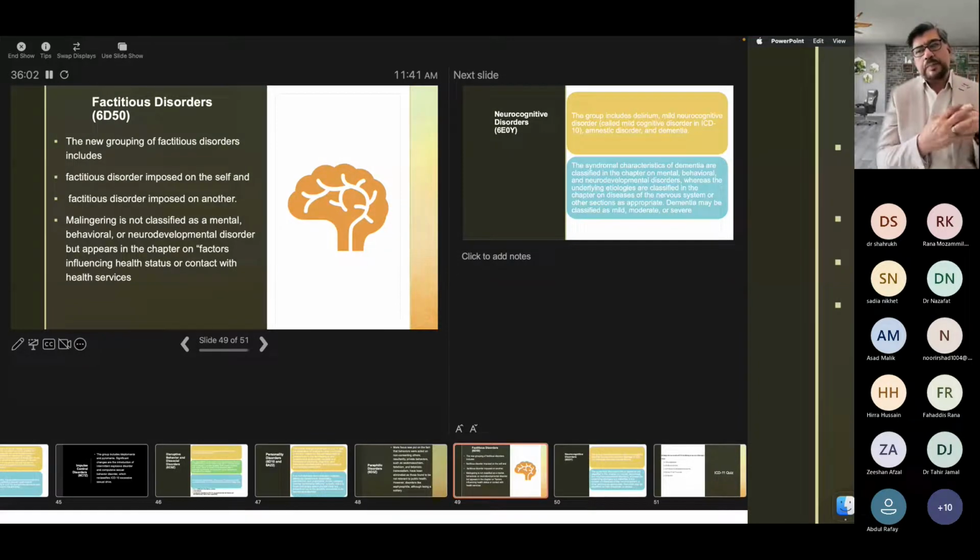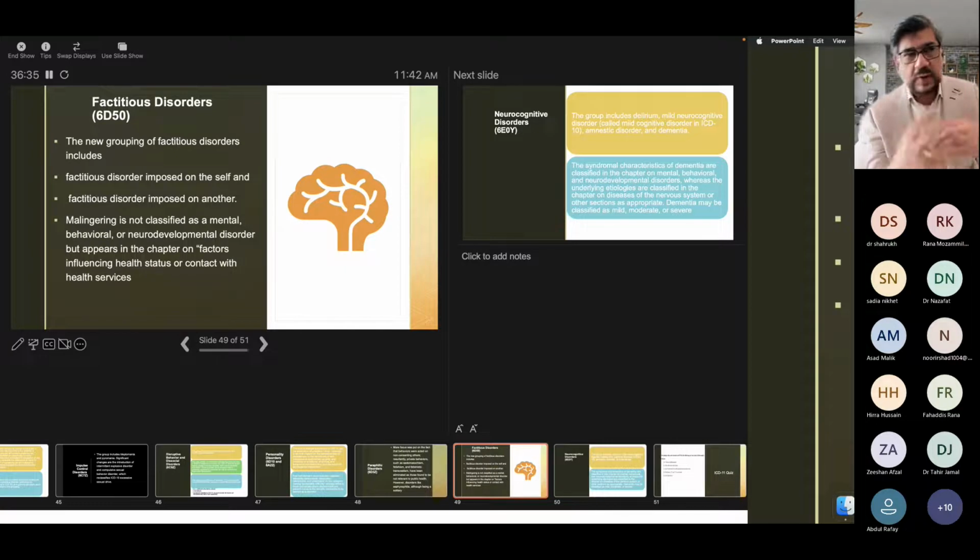So previously, fictitious and malingering were actually mentioned as part of the diagnostic processes. This person is malingering, this person is having fictitious disorder. The new grouping of fictitious disorders includes fictitious disorder imposed on self and fictitious disorder imposed on another. It's again a very fluid kind of situation. So I still have to understand most of it.